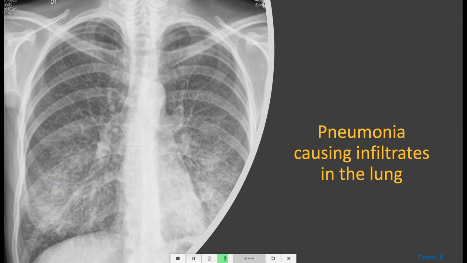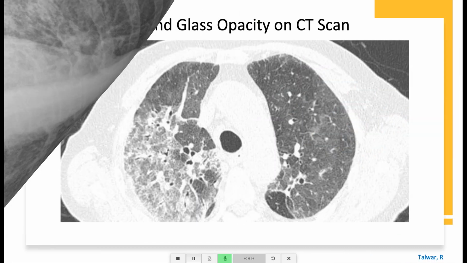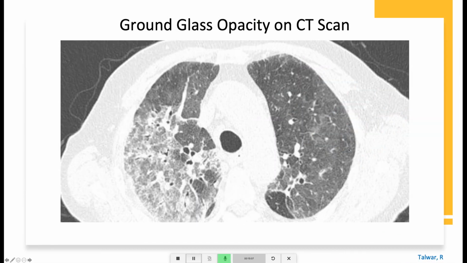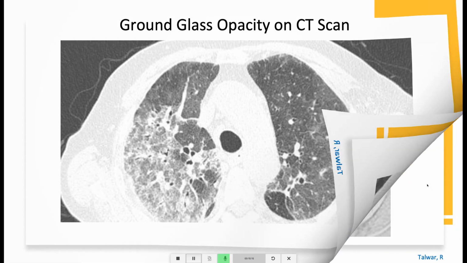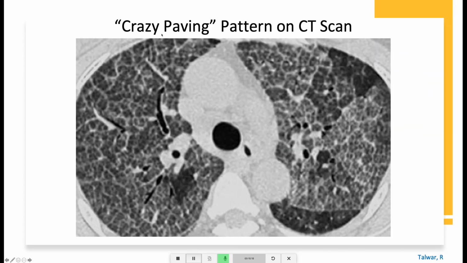So here is a chest x-ray of a pneumonia patient, whether it's bacterial or viral, causing infiltrates in the lungs, and you can see that. So this is pretty advanced infiltrates in the lungs, and that's with pneumonia. This is a CT scan cross-section, and this is the ground glass opacification that they see on CT scans. I'm not a radiologist, but this is what I've read. And this is what's called crazy paving pattern on CT scans. And this is much more advanced disease. So these are some of the things that radiologists look for. And now you have an idea of what's going on there.